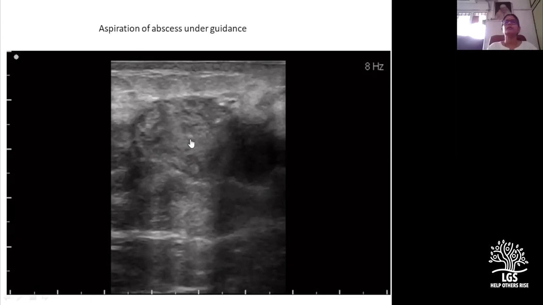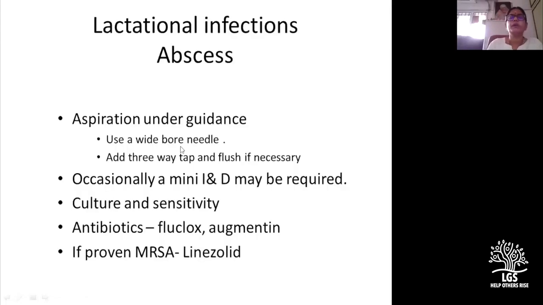So what we do instead is ultrasound-guided aspiration. This is very simple to do. It's not like a liver cavity, which you need great expertise to do. Here it is a superficial surface organ, and very, very simple to do. Put a probe and you see this cavity, give some local anesthetic. Use a wide bore needle.